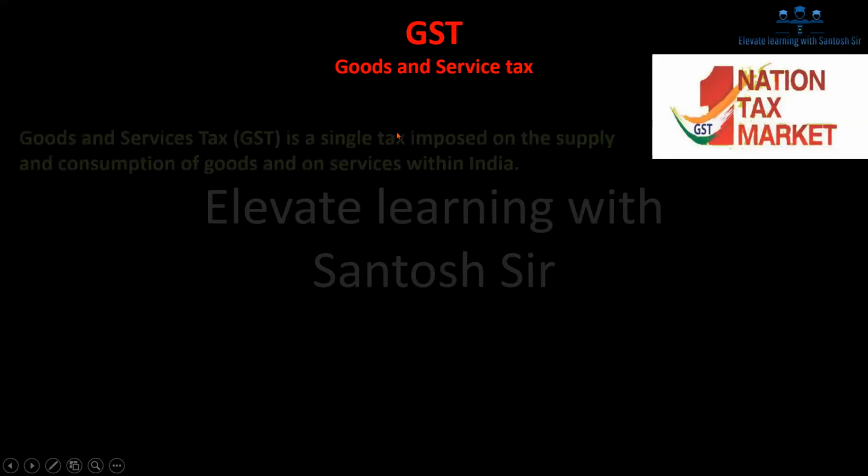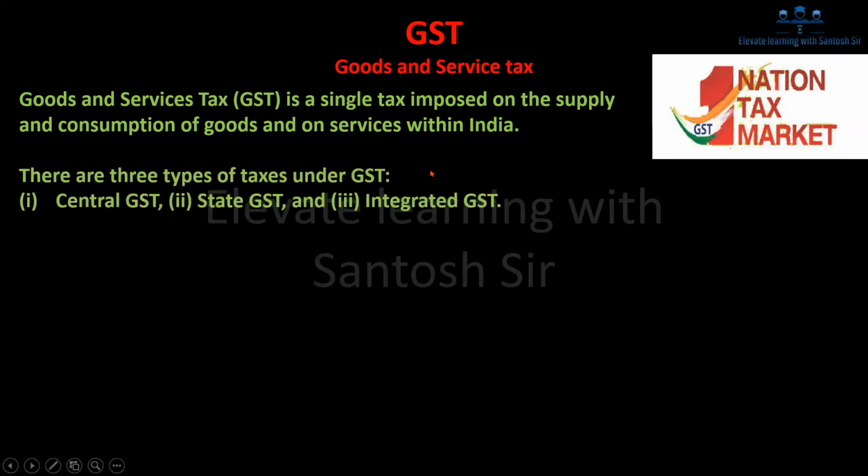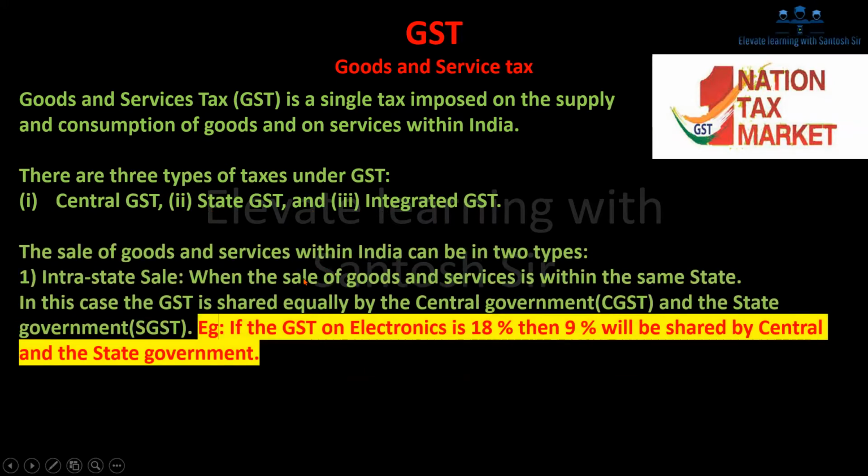Let us now understand GST. Goods and Service Tax is a single tax imposed on supply and consumption of goods and services within India. So this tax system works only within India. There are three types of taxes under GST: Central GST, also called CGST, State GST, also called SGST, and Integrated GST, called IGST. Let us understand one by one.